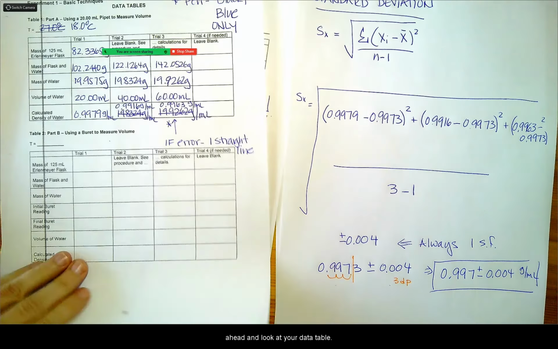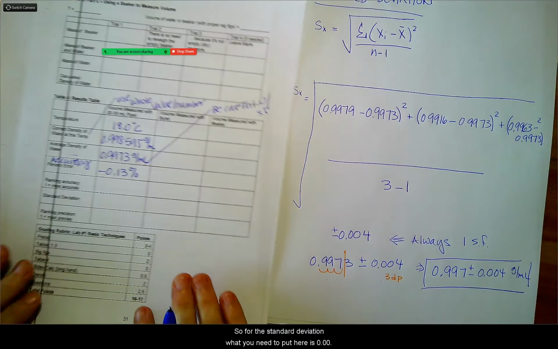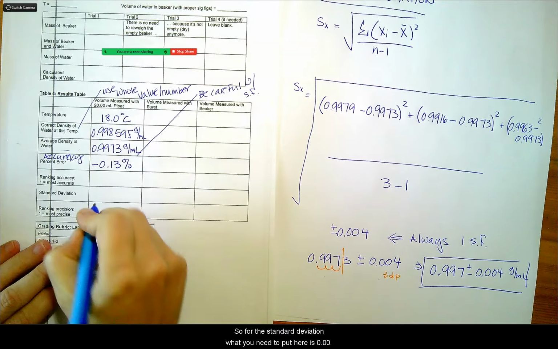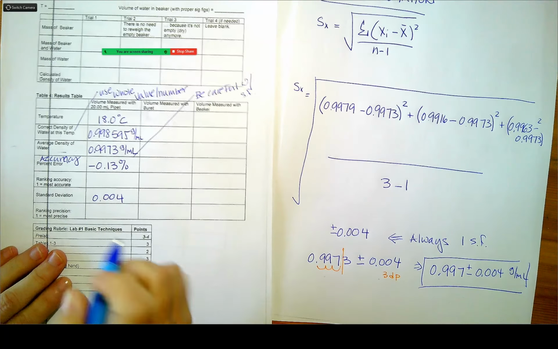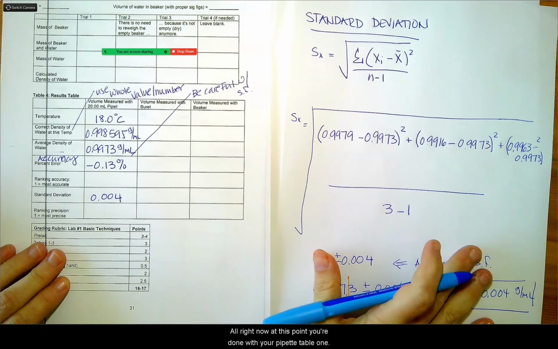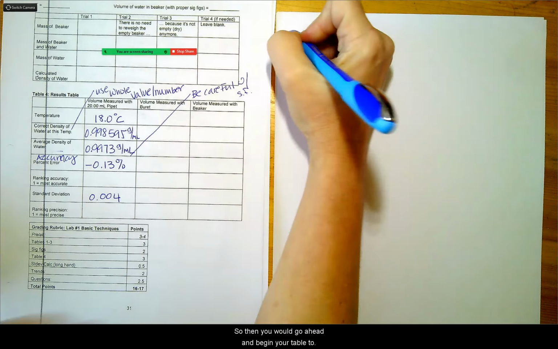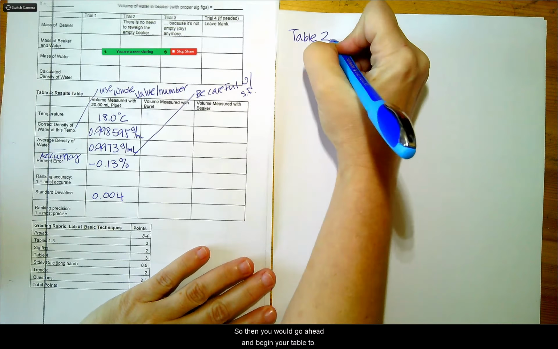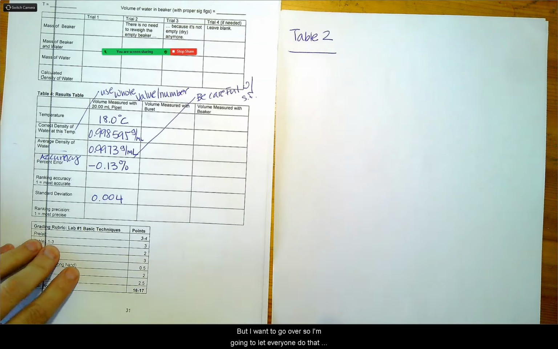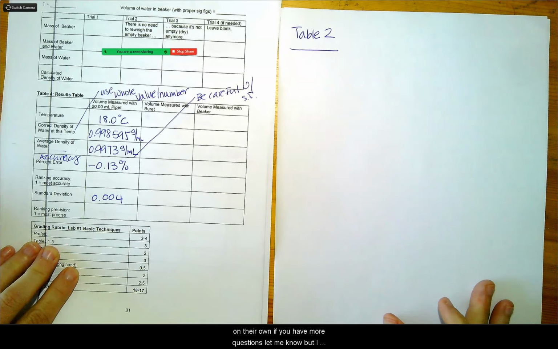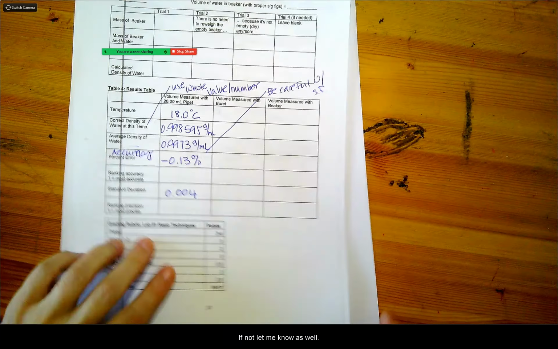Let's go ahead and look at your data tables. For the standard deviation, what you need to put here is 0.004. At this point, you're done with your pipette table 1. Then you would begin your table 2, and you would do the same thing. I'm going to let everyone do that on their own. If you have more questions, let me know, but I went through how to do all that, so I think we're good.